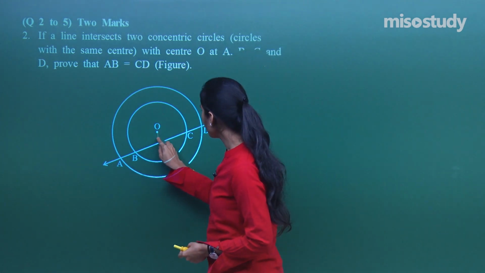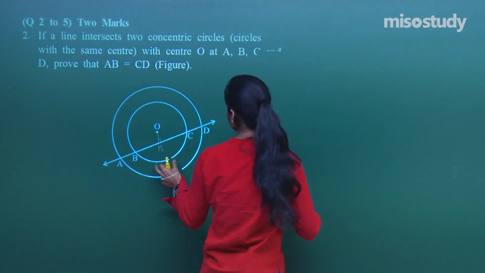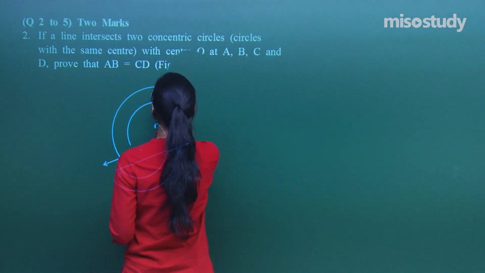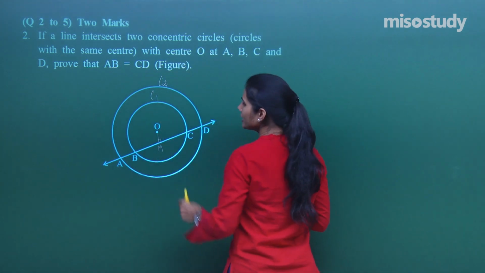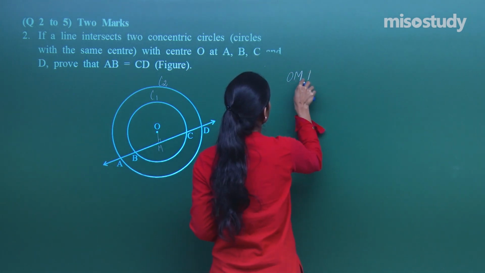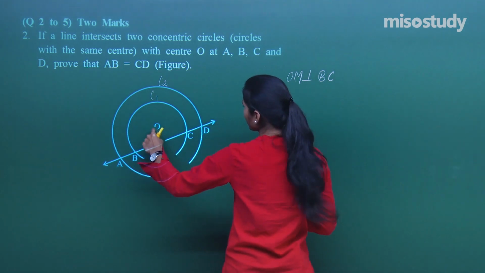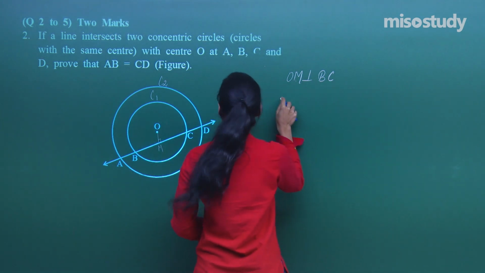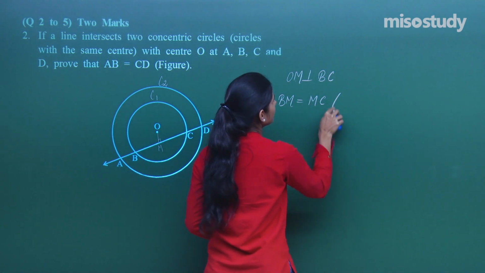If I drop a perpendicular from the center, then I can clearly see, if I talk about this smaller circle, say the smaller circle is circle 1 and the bigger circle is circle 2, then BC is a chord in the smaller circle, that is circle 1, and I have OM is perpendicular to the chord BC. Perpendicular from the center to the chord bisects the chord, so I have BM is same as MC.